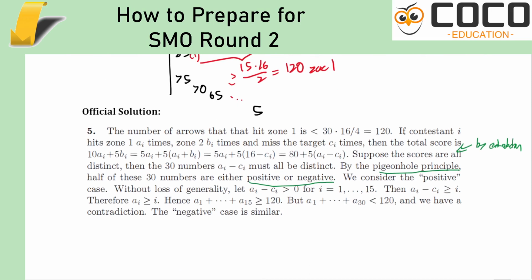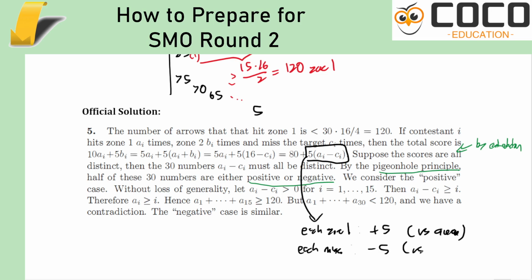If you now look at the first sentence, this is just simple multiplication. If you look at the second sentence, it's saying that, well, each zone 1 gives you a +5 compared to average. And each miss is -5 versus the average. That's basically what this second sentence says. Now, the suppose by contradiction is the same thing as we have done here. By the pigeonhole principle, half of these are either positive or negative.